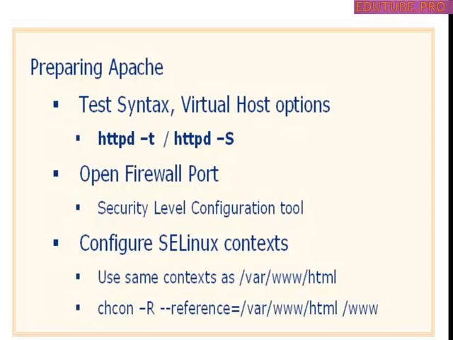To make this work, we need to configure the same context as the default Apache document root directory, /var/www/html. I've described how to look up and change it with the chcon command in other videos. But here's a tip. You can do it more easily with the reference switch. I use the reference switch to refer to the directory with the context I want. I use the -R switch for recursive changes.